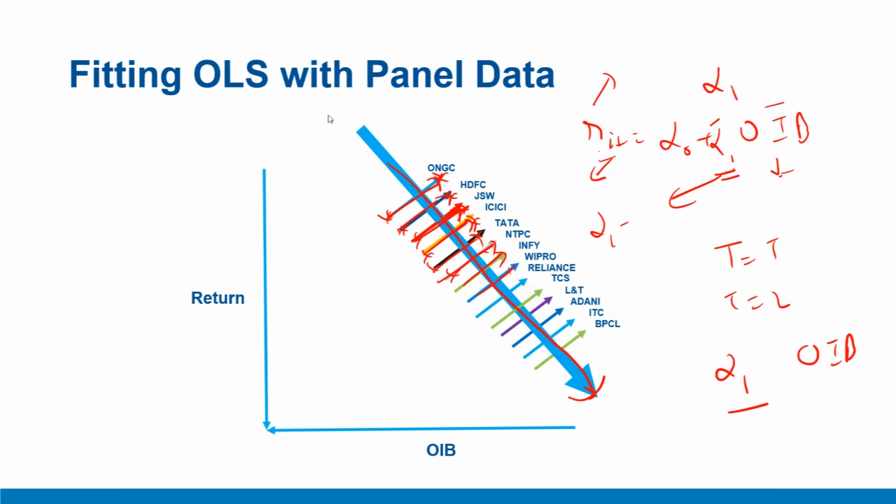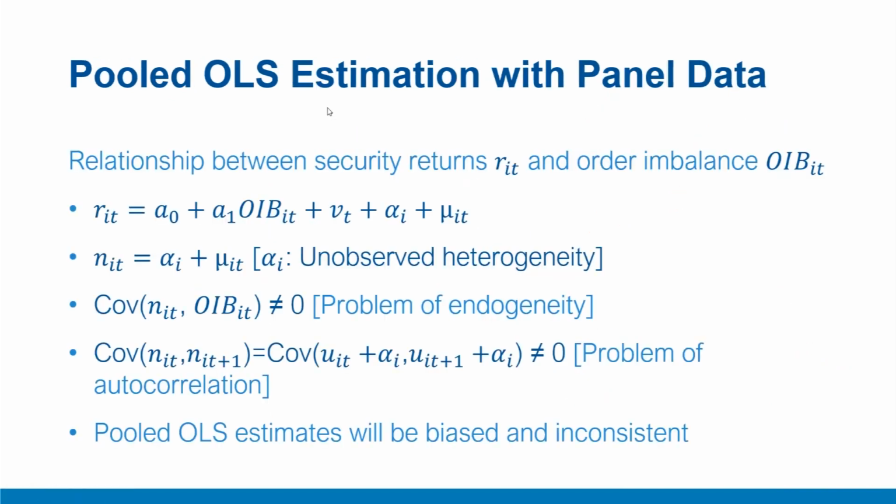Let us also look at econometrically what happens with panel data estimation when done through OLS. Remember this equation which captures the impact of OIB on returns. Here we noted that alpha i, the unobserved heterogeneity, is not accounted for by any variable. It may be the size of the security, maybe the beta of the security. For the time being, we'll ignore this Vt term, which is a security invariant term moving with time. We may assume that we have modeled it through a dummy variable or something like that. So we'll ignore it for the time being and focus on this unobserved heterogeneity alpha i, which is specific to securities.